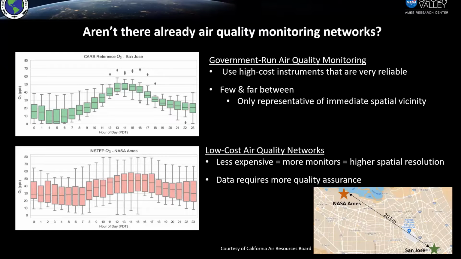So there's the beauty of the low-cost monitoring network. Since they're much less expensive, we're able to put a lot more of them out. Although, of course, with them being low cost, the data quality is not always as great. So we do have to do a lot more work on our end to make sure that that's reliable.